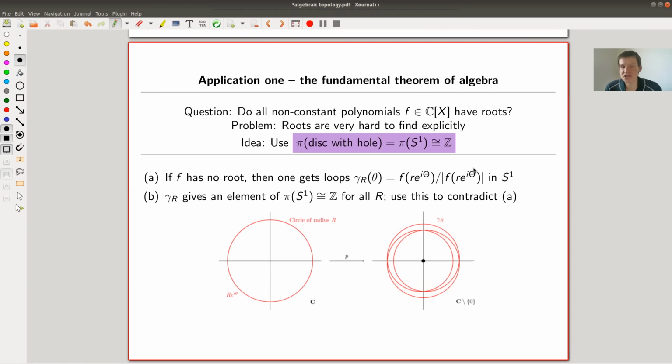So it's a question, how can you actually prove the fundamental theorem of algebra? Do all non-constant polynomials with complex coefficients have roots? The problem about this whole question is that roots are extremely hard to compute. So basically you can do nothing if you have a random polynomial to compute the roots. You can kind of approximate them, but really compute them, that's a pain.